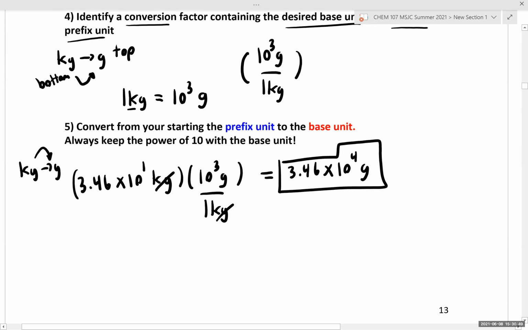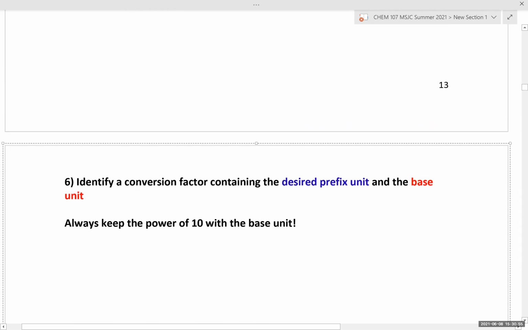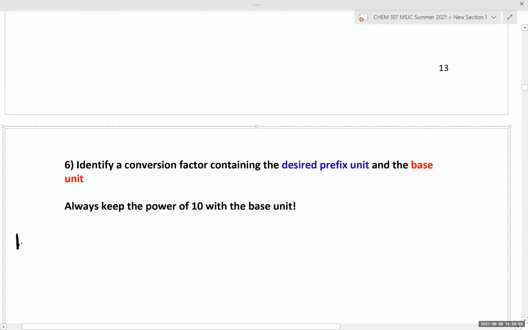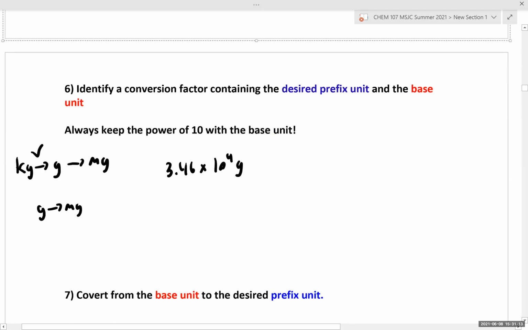So now that we have converted from kilogram to gram, we've checked that off. We now need to go from gram to milligram. So we have 3.46 times 10 to the fourth gram. And if we want to convert from gram to milligram, again, we have to generate a conversion factor. So again, we write out an equality. 1 milligram corresponds to how many grams?